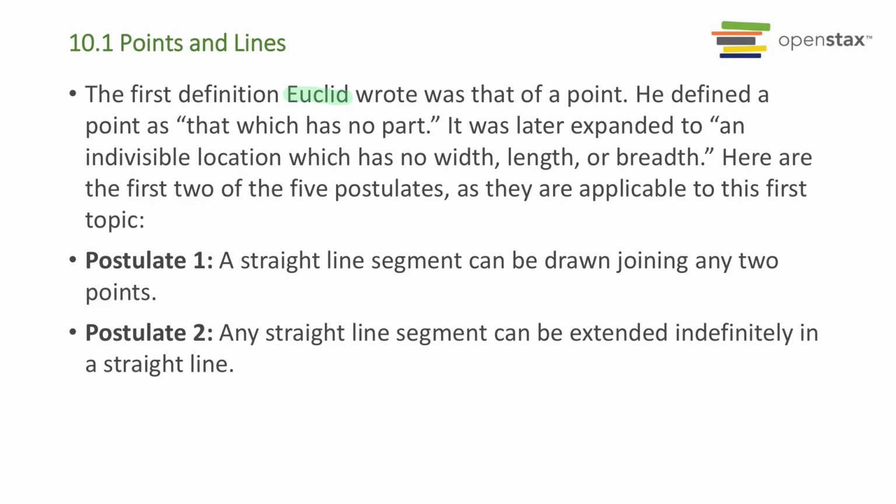And here are two of the first five what we call postulates, as they are applicable to this first topic. Postulates are kind of things that we accept to be true without really any proof or verification, because it just so naturally seems to be. That's my best explanation; there's a more formal explanation out there. Postulate 1 says a straight line segment can be drawn joining any 2 points. Another way I like to say this is through any 2 points is exactly one line.